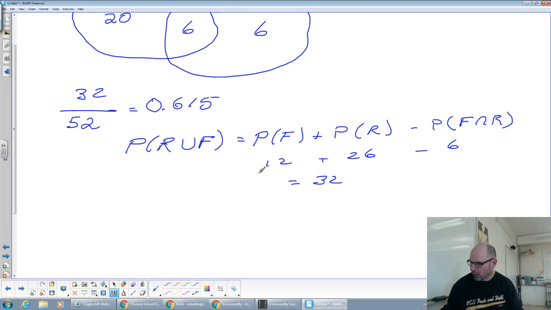I guess I should have said 12 out of 52, 26 out of 52, because I'm doing probability, 6 out of 52. So then this would be 32 out of 52. Forgot to put the bottom on it.